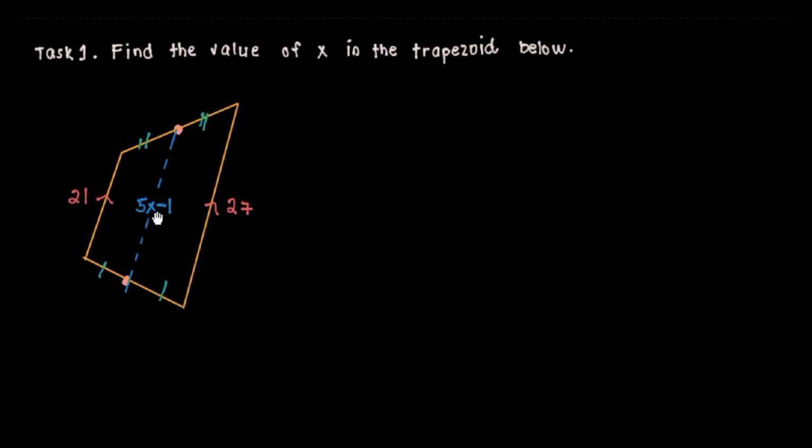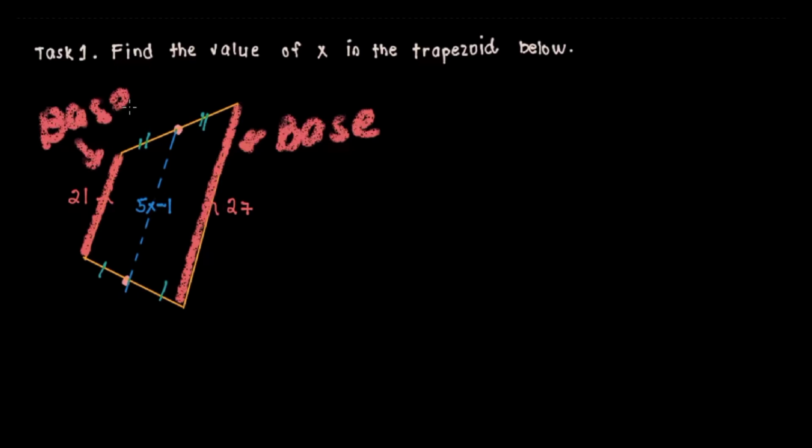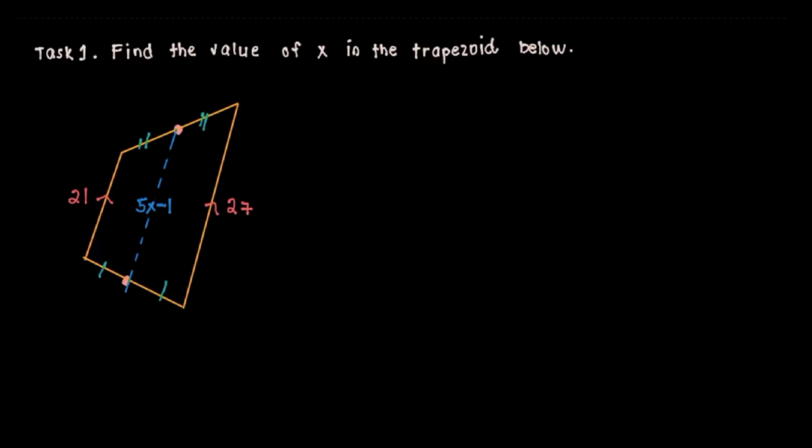Okay? Sige, feel free to pause this video if you know how to solve the value of x. Okay, let's identify the parts of its trapezoid. We have 21, we have 27. These are the bases of this trapezoid. Though, parang nag-rotate lang siya ng konti, yan ang mga base natin. Okay? And nahati sa dalawa yung ating legs, right?